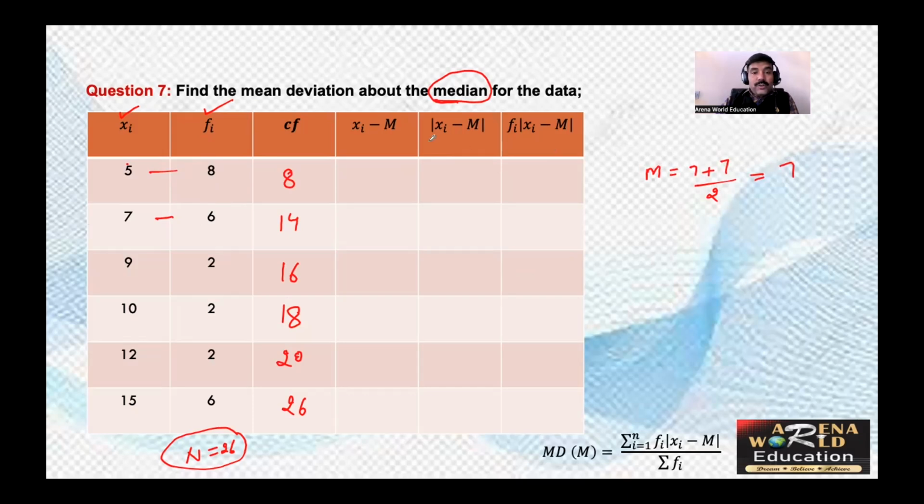Okay, so now what is the next step? Same, just like question number 3, xi minus M. M is 7. So what is xi? Yes, the first term is 5, so 5 minus 7 is minus 2. 7 minus 7, 0. 9 minus 7, 2. 10 minus 7, 3. 12 minus 7, 5. And 15 minus 7, it is 8. What is the next step? We will find absolute value. And here we are having only one negative number, so this will be positive and the rest will be as they are: 2, 3, 5 and 8.